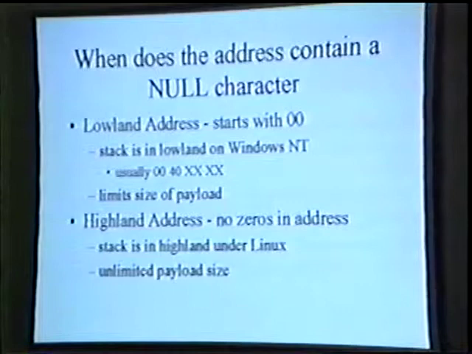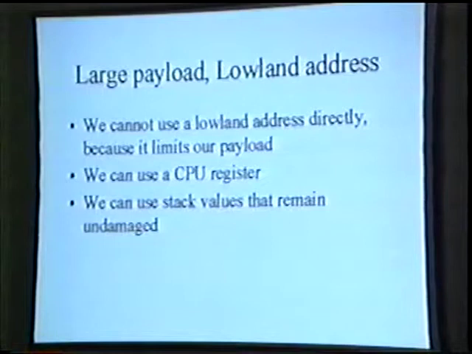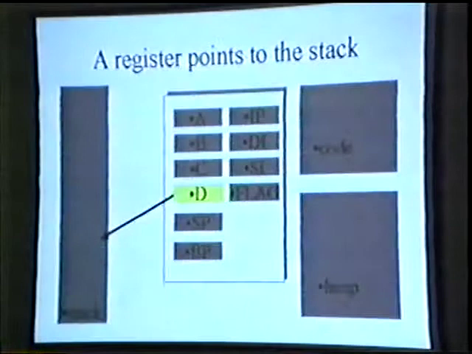So let's say we have a very large payload, and our stack lives in Hoglund, like under NT, and we obviously need a large payload. So we can't use the null character. We have to do something tricky. One of the tricks of writing a payload would be to use a CPU register. CPU registers often contain values and addresses which point to the stack. So in the next example, I'm going to show a register which is pointing to the stack. Let's say the D register is pointing to the stack.